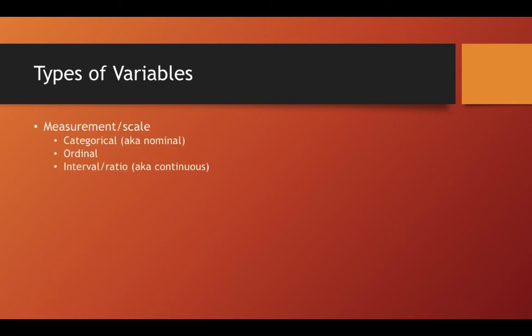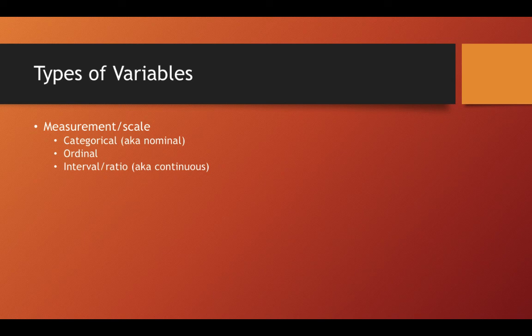Types of variables. We talk about types of variables in a lot of different ways. One is how the variable is measured, or sort of what scale it uses. Categorical is also known as nominal, and that is measured with discrete categories. So male and female is a categorical variable. Black, white, Hispanic, Asian American, categorical variables.